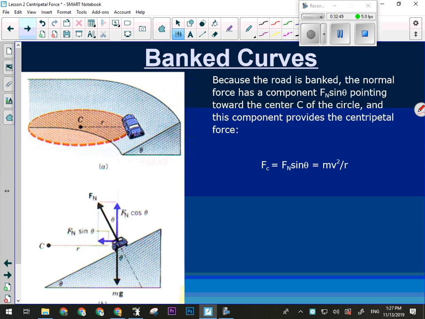So here's how we're going to derive our banked curve formula, which incidentally is also on your formula sheet. There's a formula that governs banked curves. That formula is this: tan θ = v² / (r g). Right now, that's just the end result. I'm just showing you where we're going, to show you how we get there.